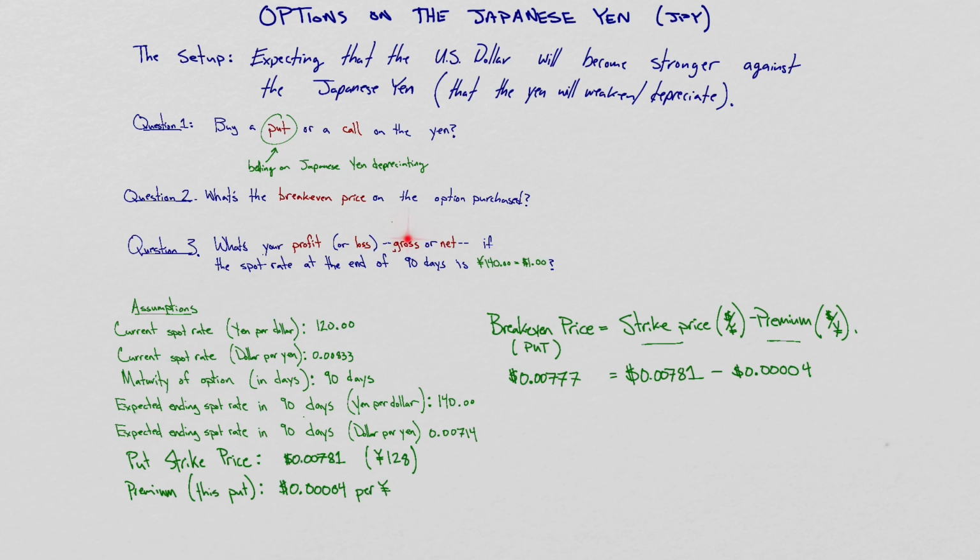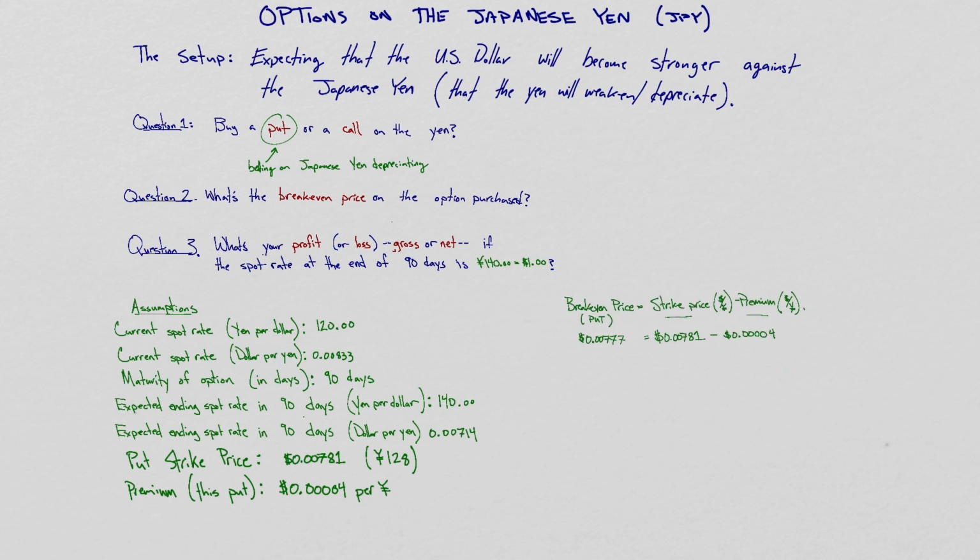The gross not including the cost of the premium, the net including the cost of the premium. To calculate the gross profit, and again, this is going to be just for a put option. If it's for a call, we need to reverse the position of the things we've got here. But for a put option, the gross profit is going to be the strike in dollars per yen minus the ending spot rate, where the spot rate eventually ends up at the end of 90 days, with that also being in terms of dollars per yen. So the USD is going to be in the numerator here. That's going to be our gross profit.